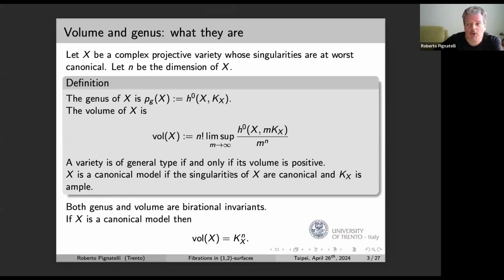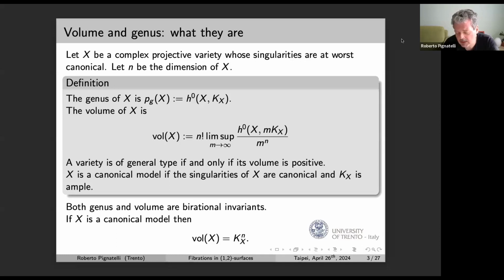Let's start with recalling what volume and genus are. Maybe I should make it smaller so that you can see the slide. So what are volume and genus? The subject of the talk, X, will be during this talk always a complex projective variety, and I'm going to assume always that the singularities of X are at most canonical.